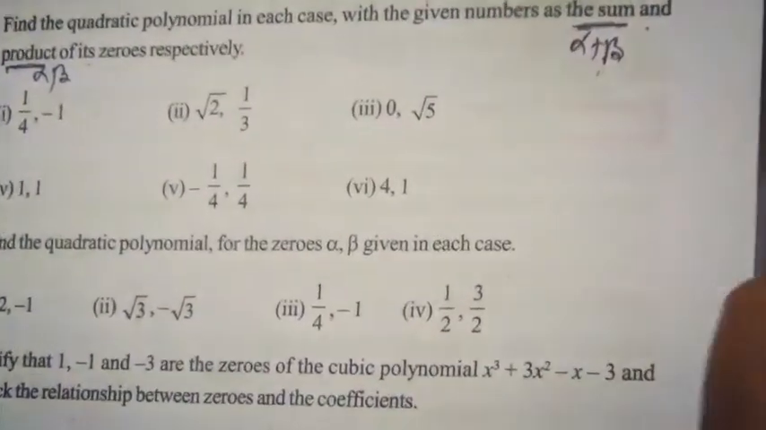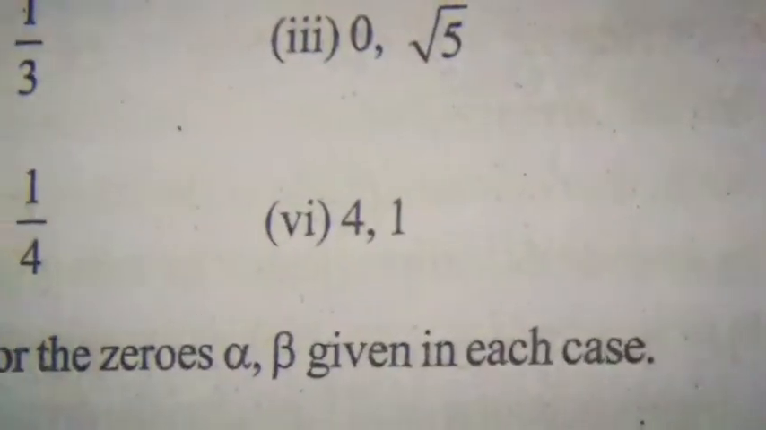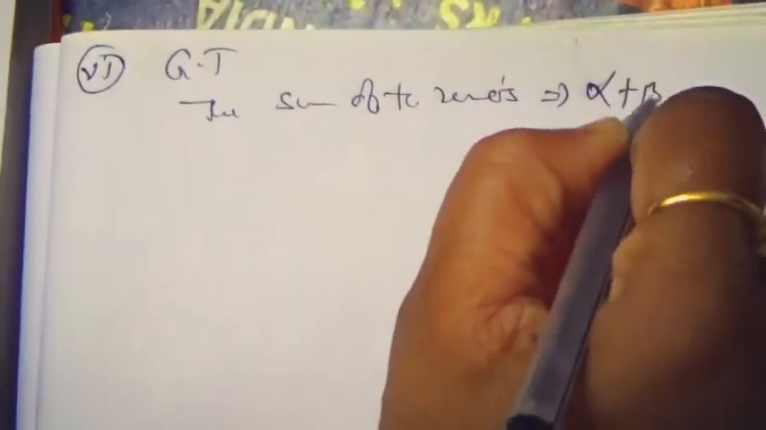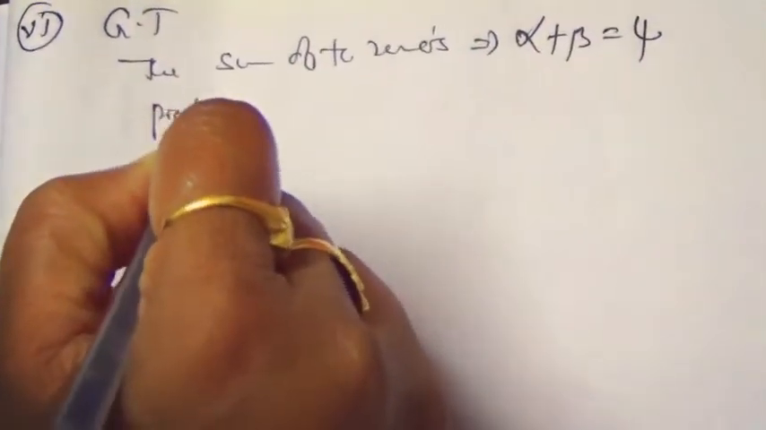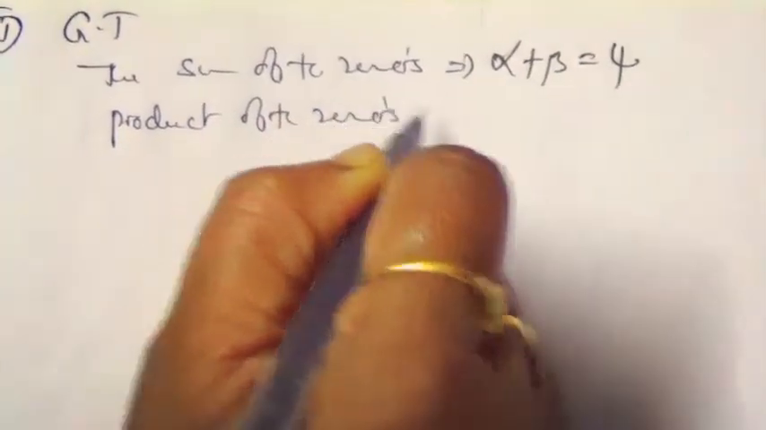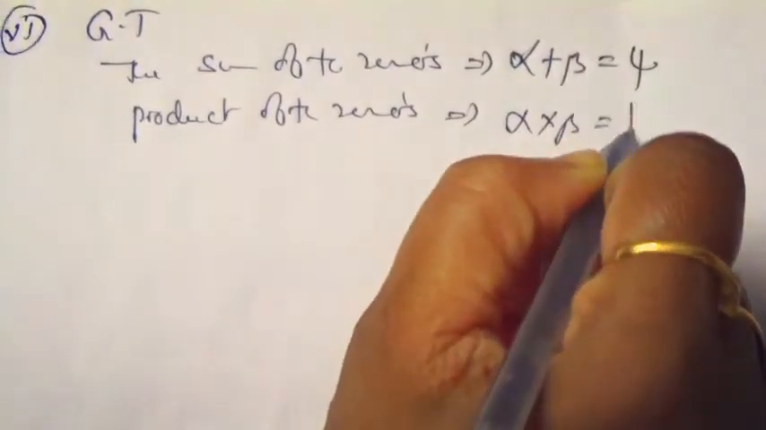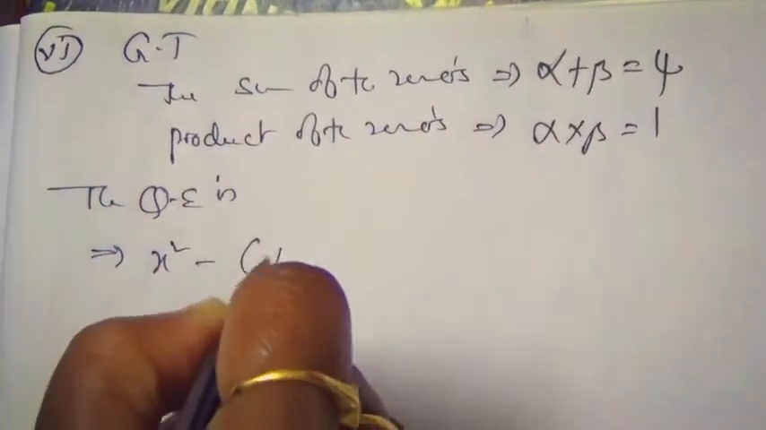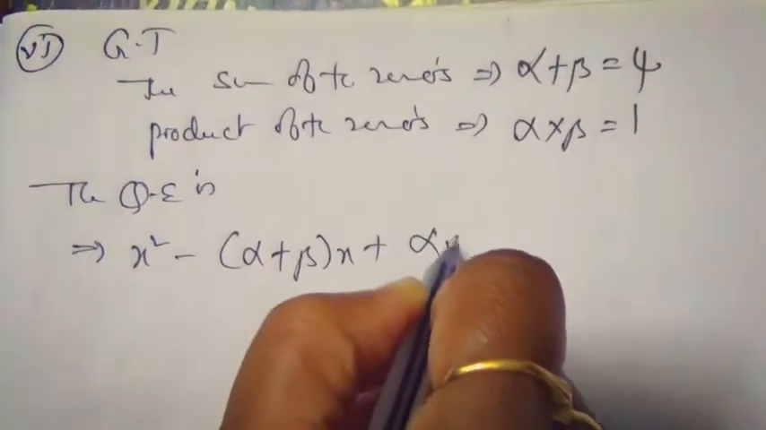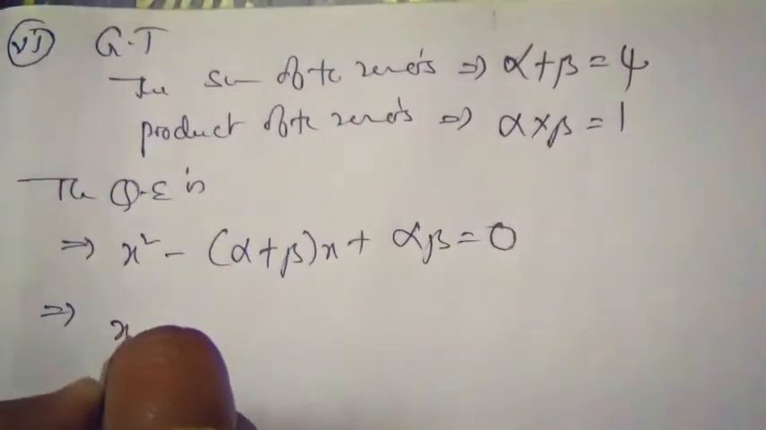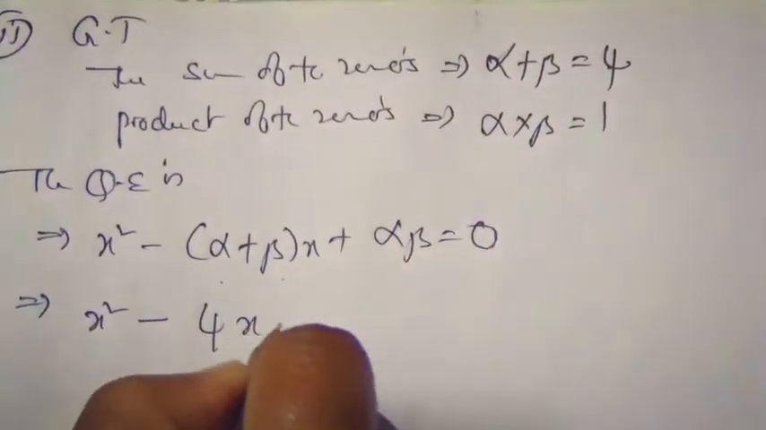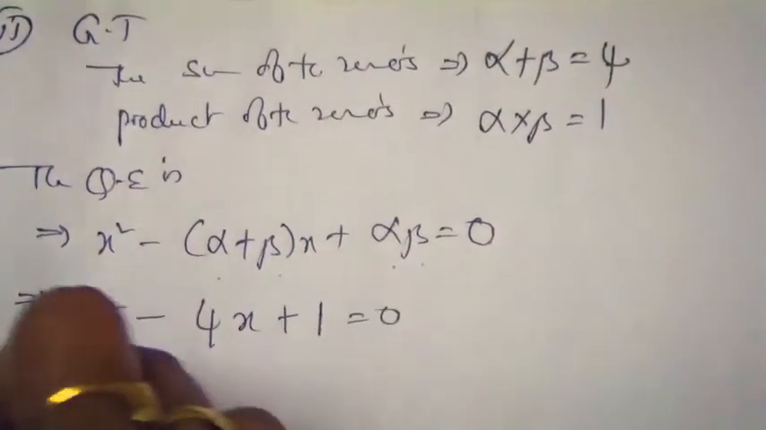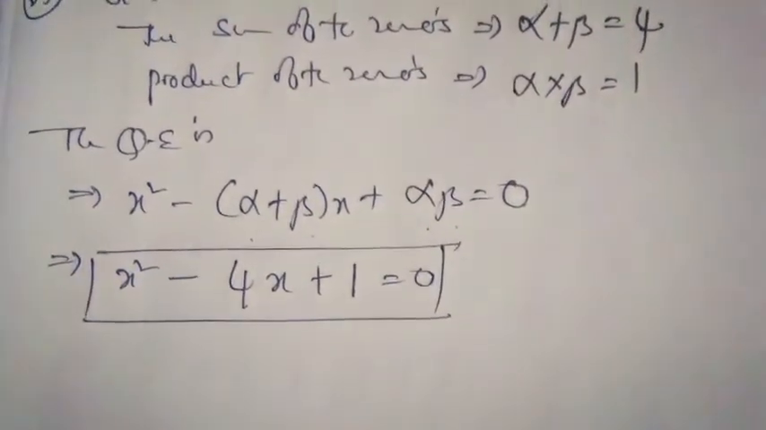Okay, so next the last sum in the second Roman, that is sixth sum. Given that the sum of the zeros, alpha plus beta is equal to 4. Product of the zeros, alpha beta is equal to 1. So the quadratic equation is x square minus of alpha plus beta into x plus alpha beta is equal to 0. That implies x square minus alpha plus beta value 4x plus alpha into beta value 1 is equal to 0. You will get the direct quadratic equation, right?